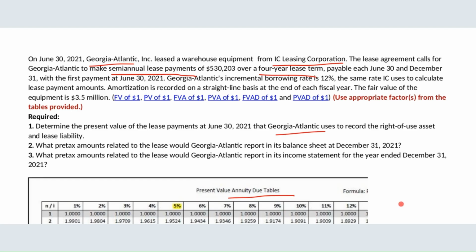All right. And so we were saying that this is the lessee. We have the lease payments. We have the lease term. And then we determine that the payments are due at the beginning. Okay. We have the fair value of the equipment is 3.5.